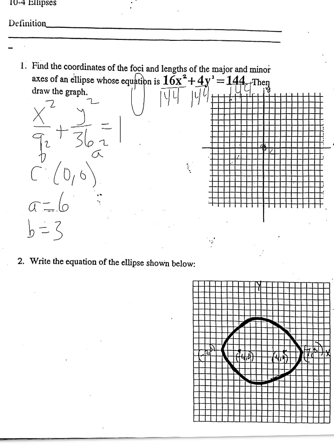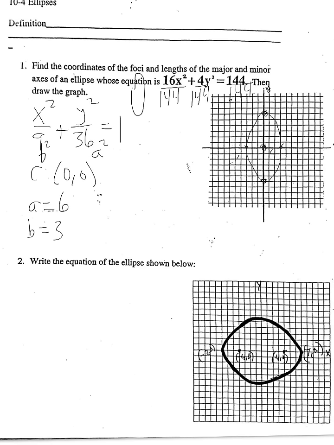1, 2, 3, 4, 5, 6. Right here. 1, 2, 3, 4, 5, 6. So those are the vertices. And then the edge of the minor axis, we go left and right 3. 1, 2, 3. 1, 2, 3. And we see the ellipse form. And we just draw a nice little ellipse. There you are.